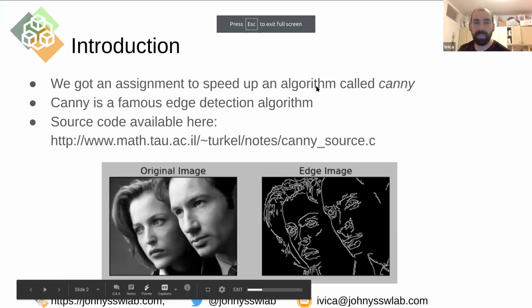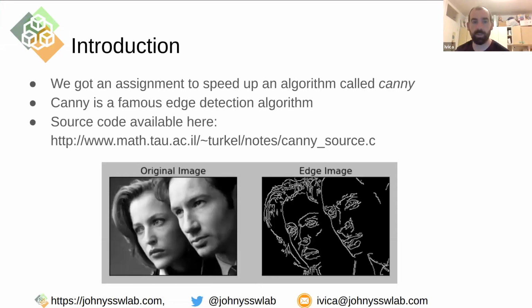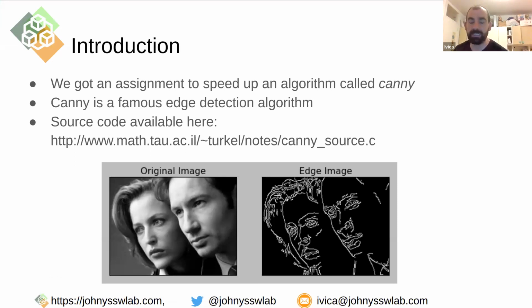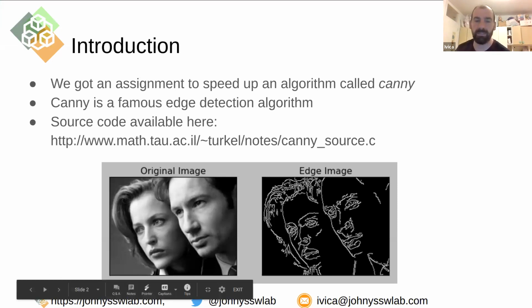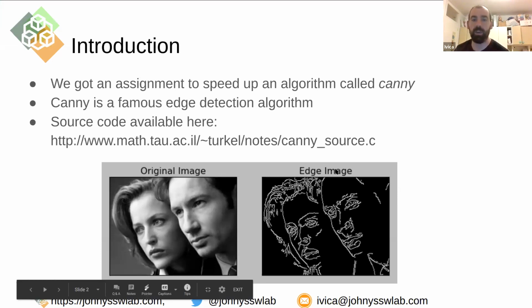So we had Canny. Canny is an algorithm used for image processing. You get an original image, something like this on the left side, and it's called an edge detector because it detects edges. It detects places where the brightness in the image suddenly changes. And here you see the output image.